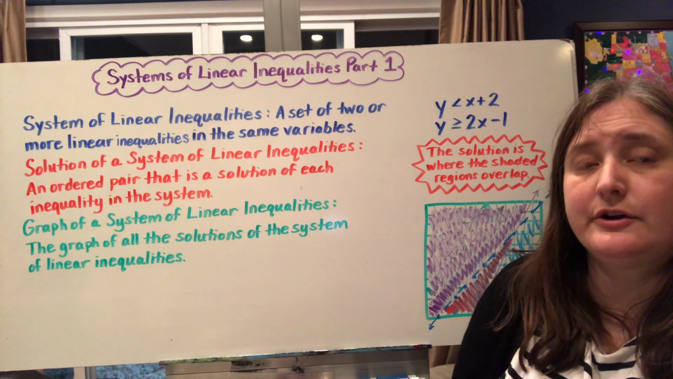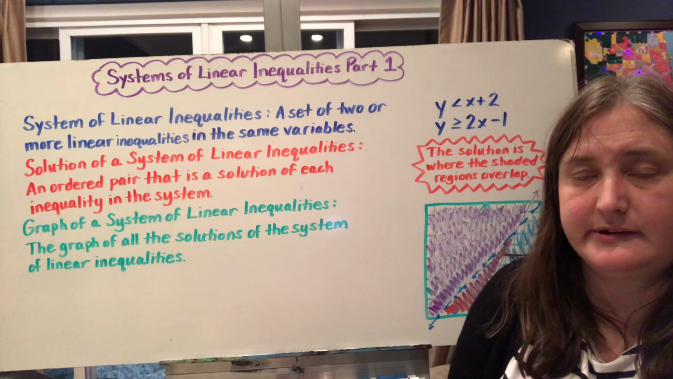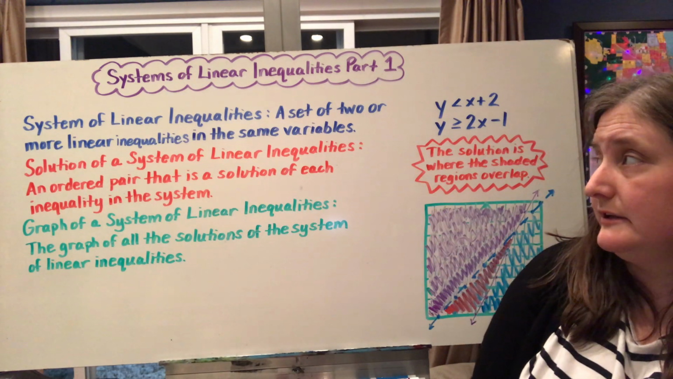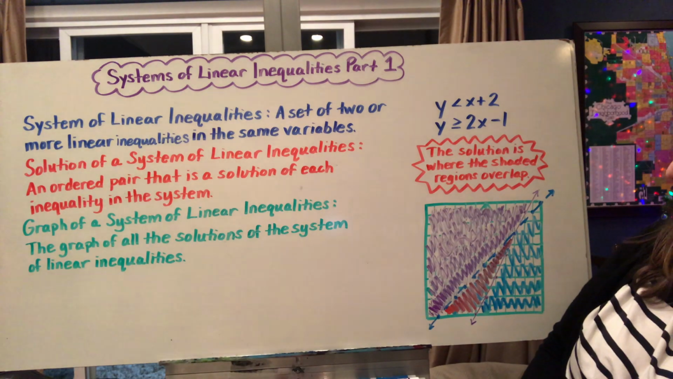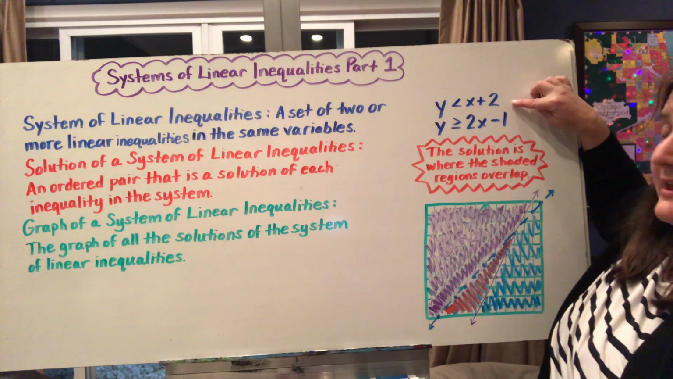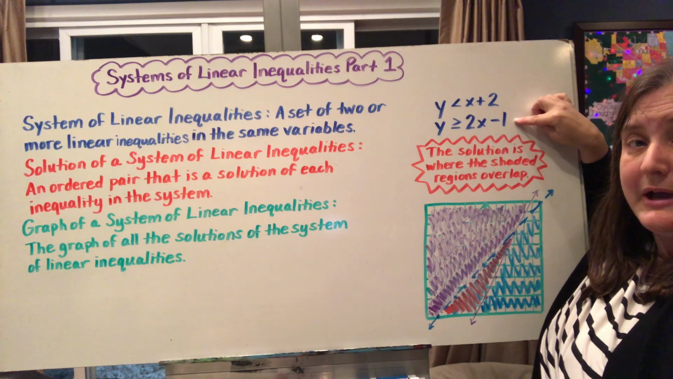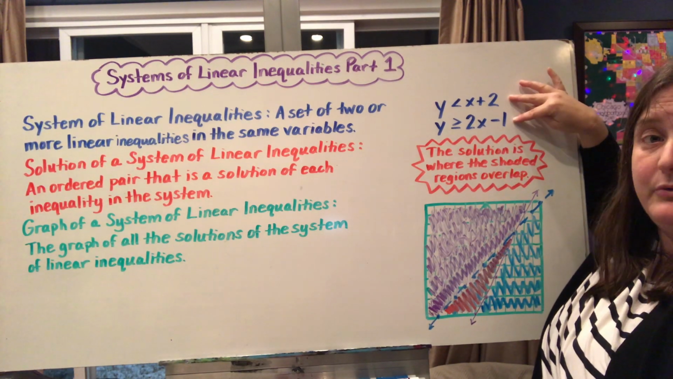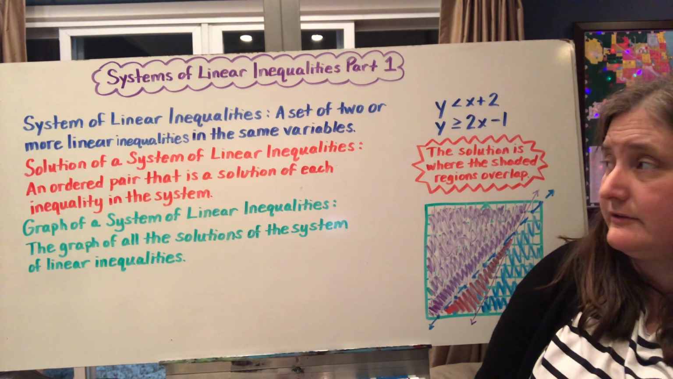This is Systems of Linear Inequalities, Part 1. A system of linear inequalities is a set of two or more linear inequalities in the same variables. So an example would be y is less than x plus 2 and y is greater than or equal to 2x minus 1. Together, these two are a set. They become our system of linear inequalities.